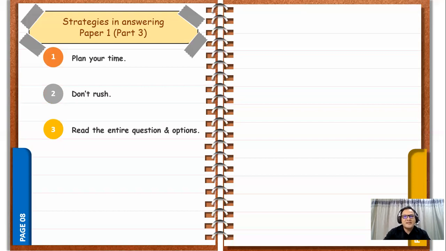Read each question thoroughly and identify what the question wants by looking at the keywords. You should also use clues when attempting part 3 in paper 1. You can use clues from the question, for example, the tone, the grammar clues, and so on.